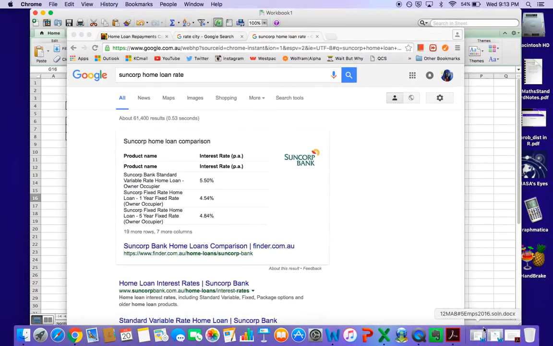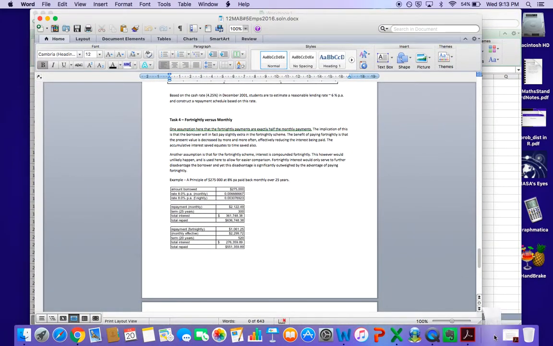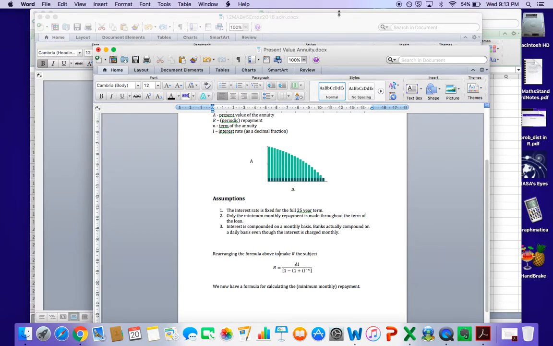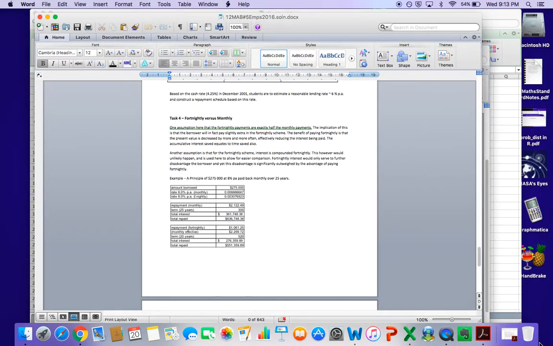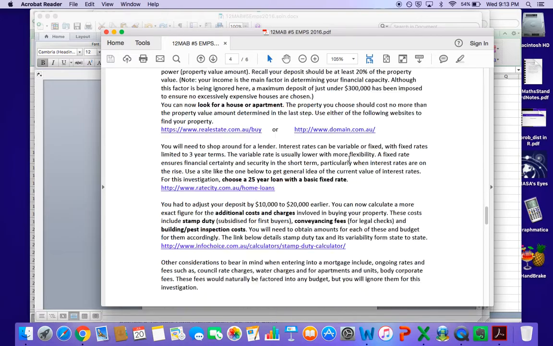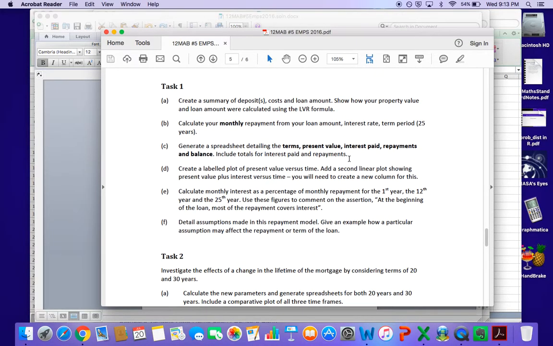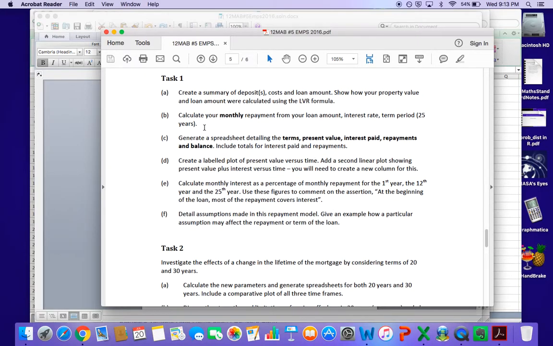Today we're going to look at home loans. This ties in with the assignment that you guys are doing at the moment. So let's have a look at the task sheet. Here it is. Now in class we've worked on this a bit already, but I just thought I'd go over the bit about generating the spreadsheet.